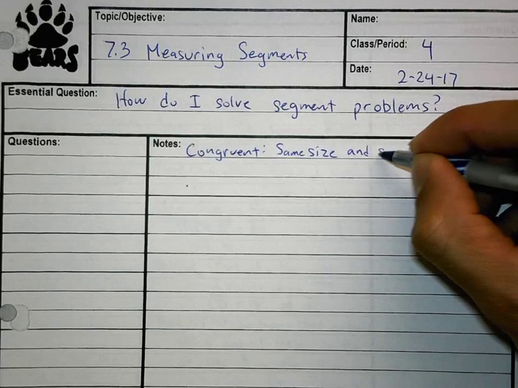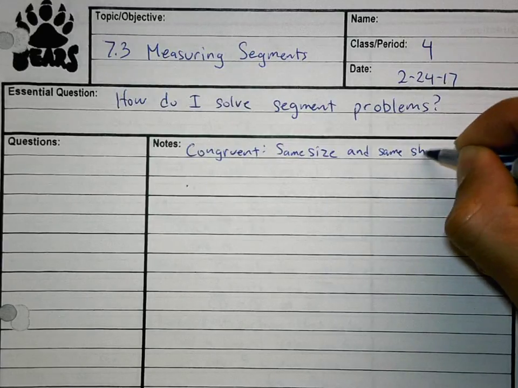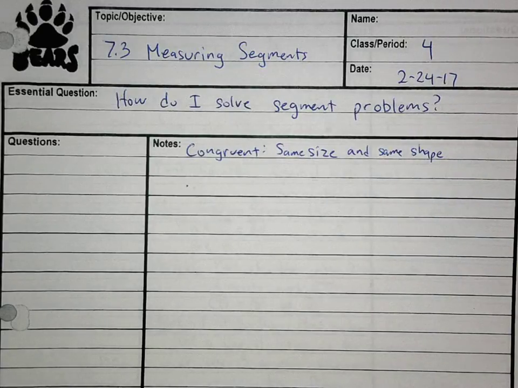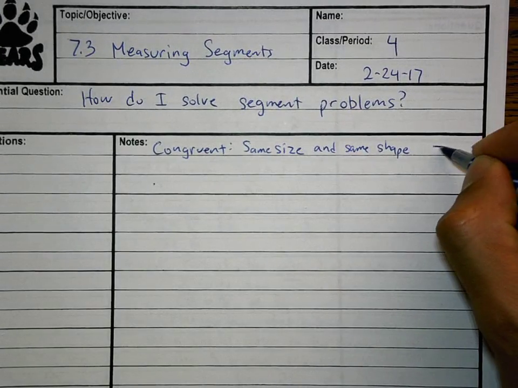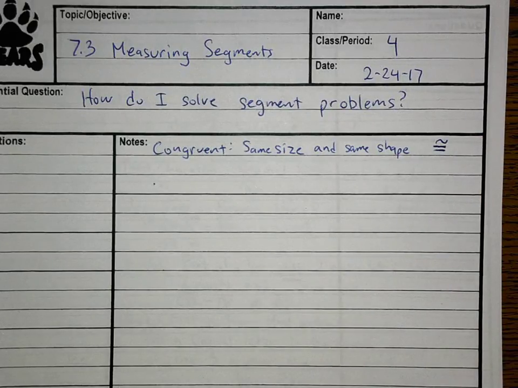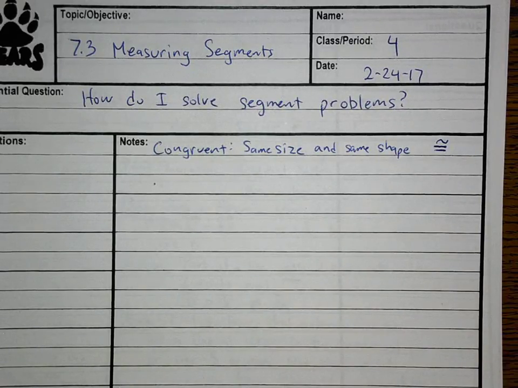and same shape. That's what congruent means. There's a symbol for it. It looks like this. It's an equal sign with a wavy bar on top. It means congruent. And so whenever you see this, it means these two things are the same length. They are the same size.